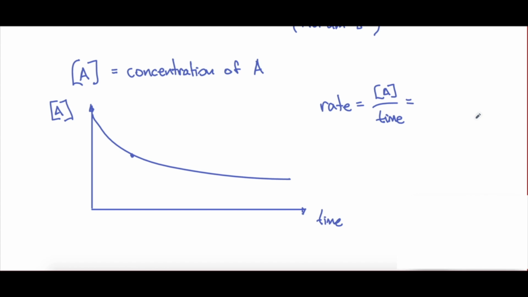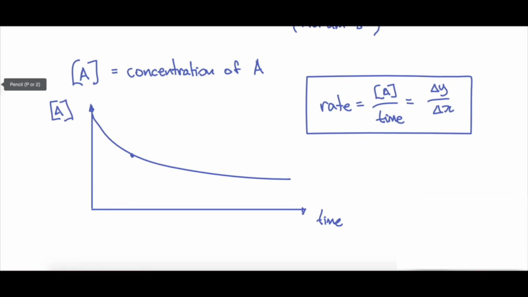So that's basically saying the change in y divided by the change in x. And from maths GCSE, you might remember, change in y over change in x is basically the gradient. So the gradient of a concentration time graph gives you the rate of a reaction. To work out the gradient of a curved line, you need to draw a tangent. A tangent has to touch the curve at one particular point, like so, and then you work out the gradient of the tangent using change in y over change in x. By doing that, you can work out the rate at that particular point.